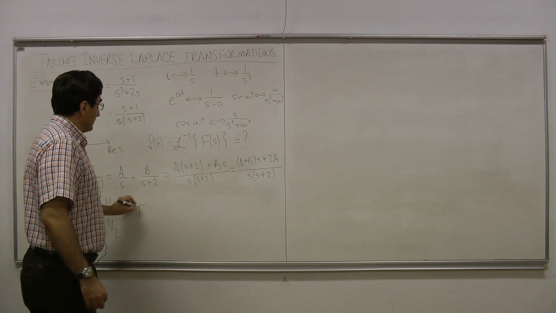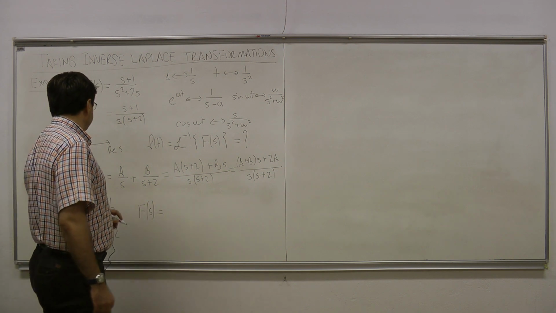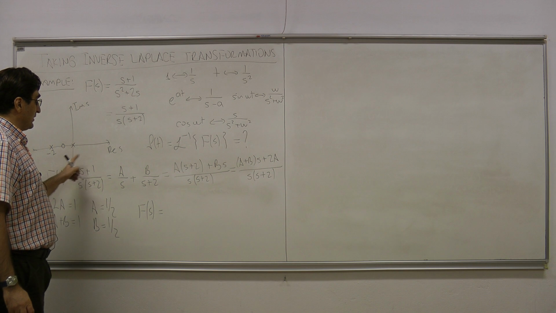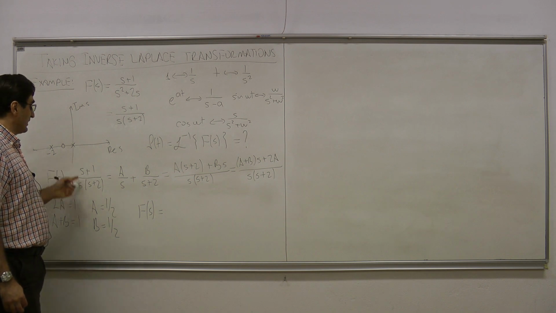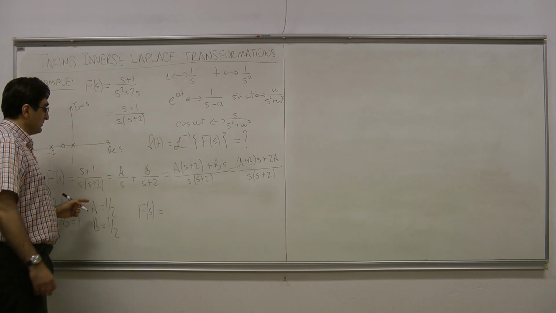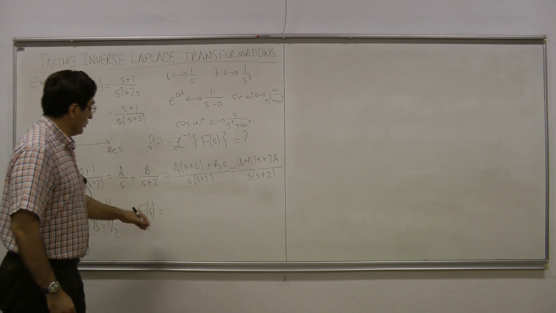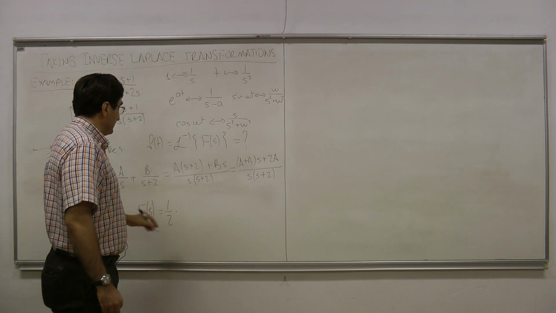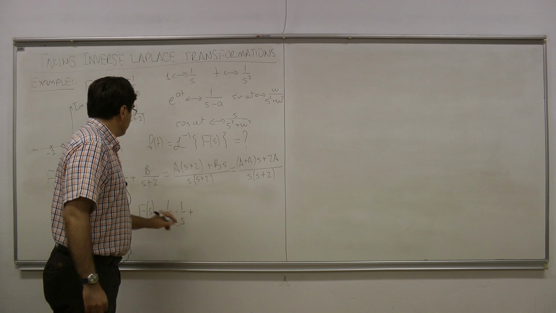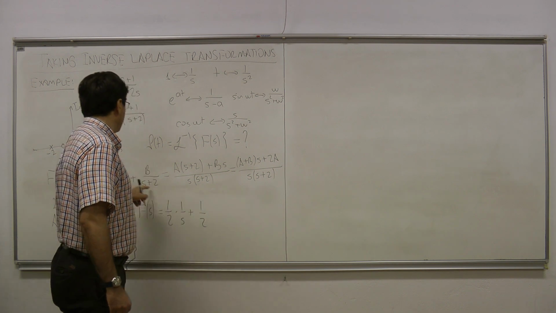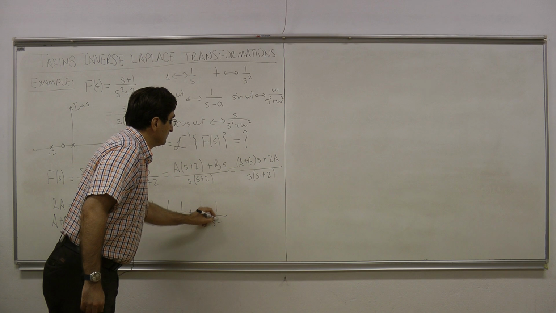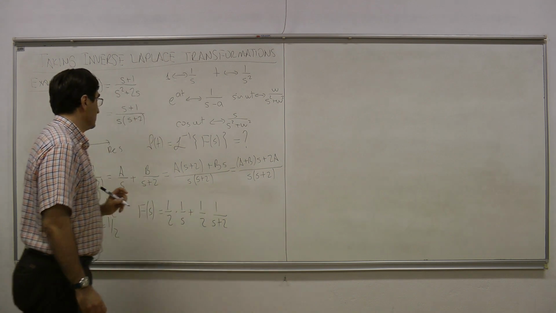So what does this mean? This means that F of s, which is this complicated function, it is not very complicated, but it's more complicated than what we have seen before, is going to be a times 1 over s plus b times 1 over s plus 2. Both a and b are 1 over 2.